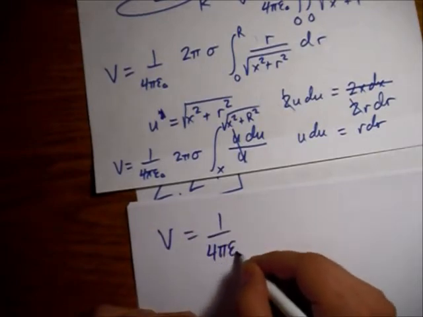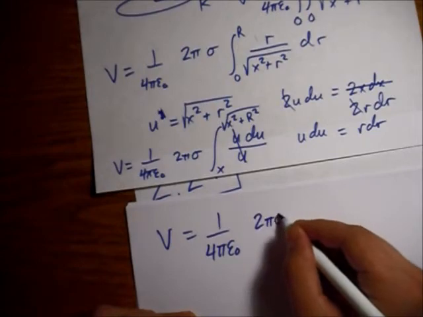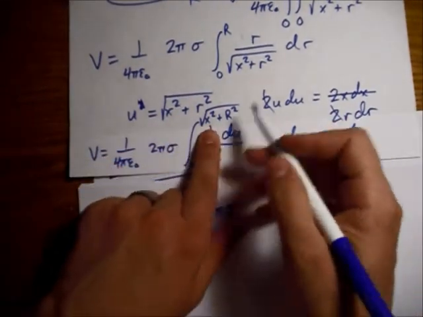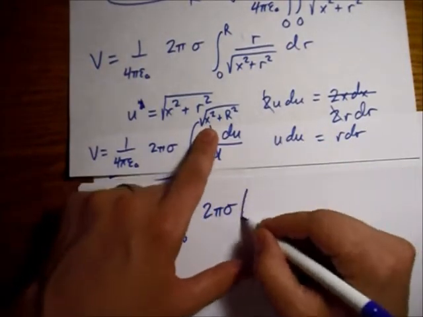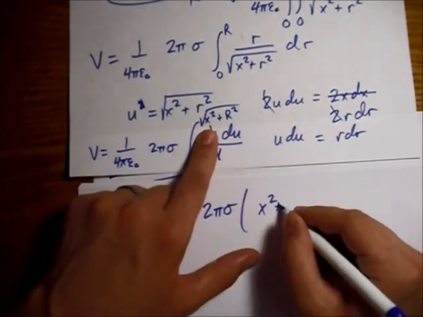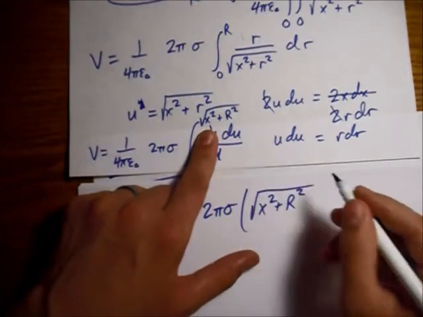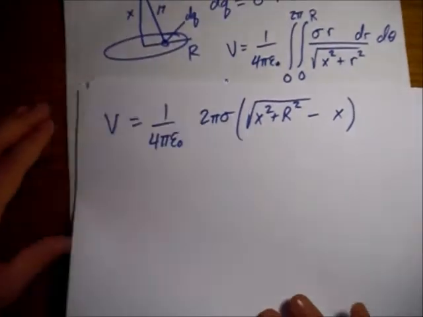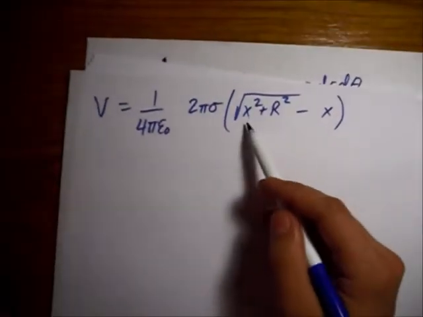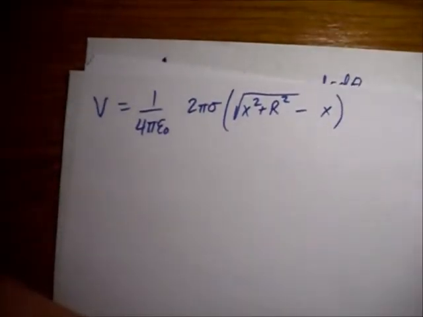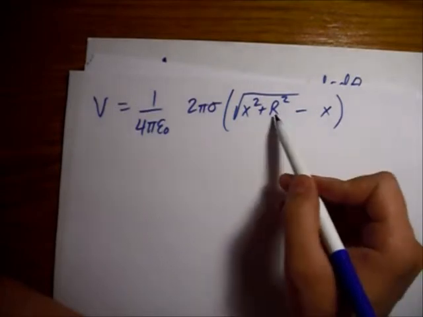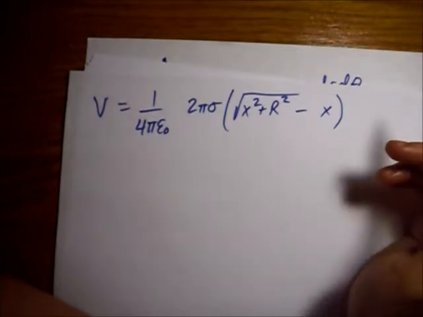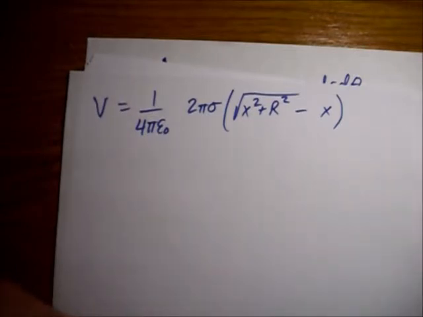4 pi epsilon naught, 2 pi sigma. And now our u's divided out, we are just integrating du, so we just get the square root of x squared plus big R squared, minus x. All right, and if you check the limits of integration as x gets much larger than R, we did this in that previous problem, 25, I think, is that right?